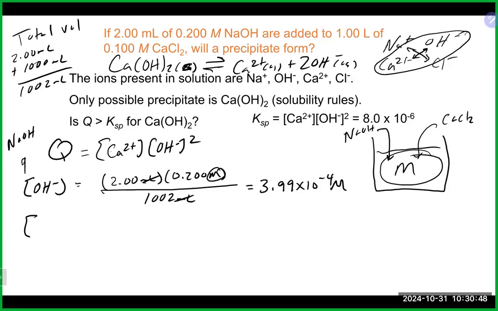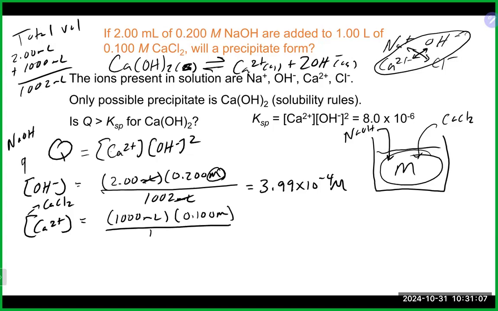We need to do the same thing for our calcium ions, which are going to come from our calcium chloride. For the calcium, we are using 1,000 milliliters or 1 liter, and the molarity is 0.1 molar. That's going to be divided by our total volume as well, so our milliliters will cancel. We get 1,000 times 0.1 divided by 1,002, which gives 9.98 times 10 to the minus 2 molar. Good questions on that there?